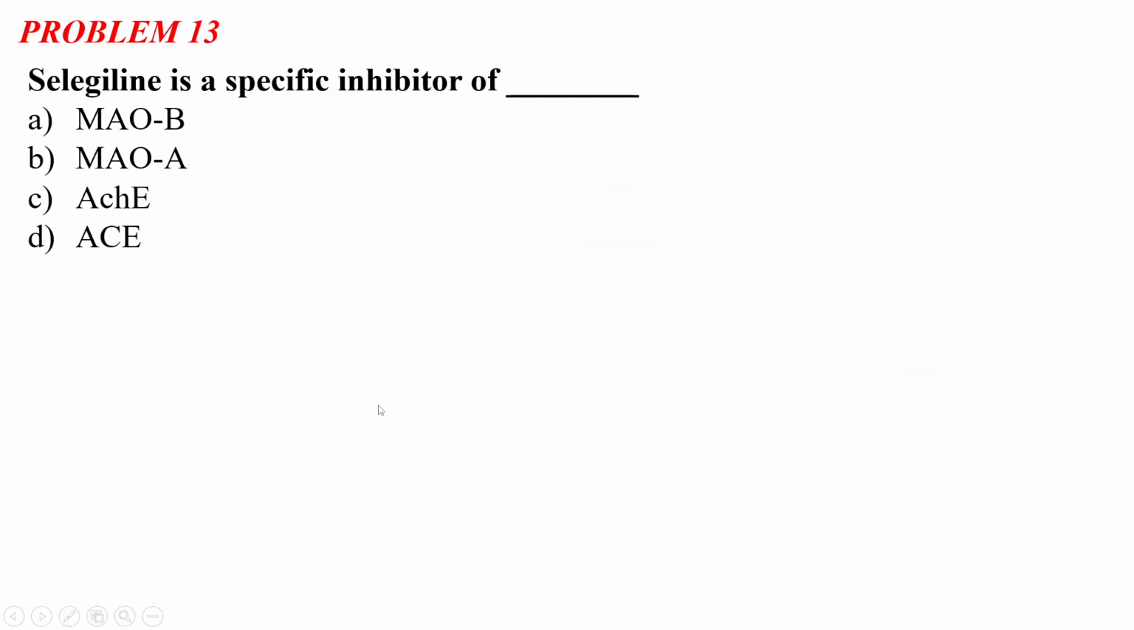So, problem number 13 says that selegiline is a specific inhibitor of: option A, MAO-B; option B, MAO-C; option C, AChE, which is acetylcholine esterase; and option D, ACE, which is angiotensin converting enzyme. Okay. Selegiline is a very important inhibitor of one of these enzymes, and let us see the answer first, then we will discuss this.